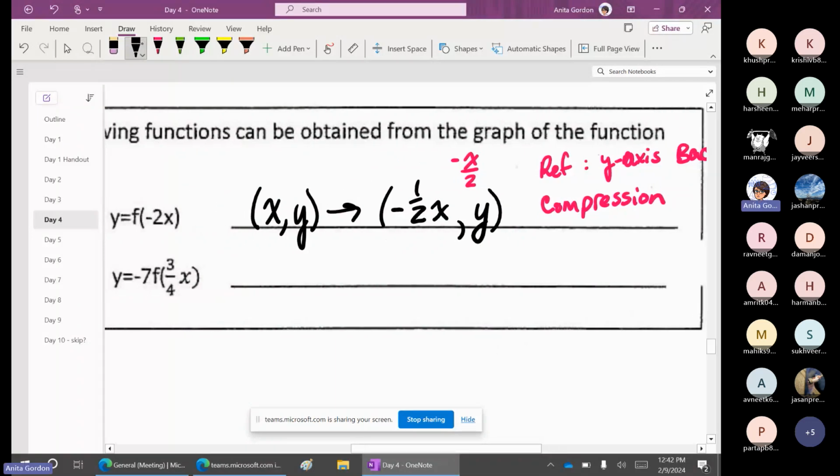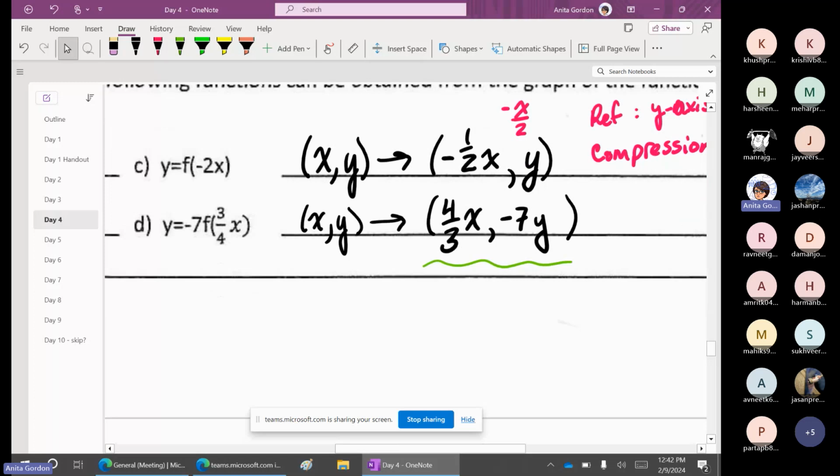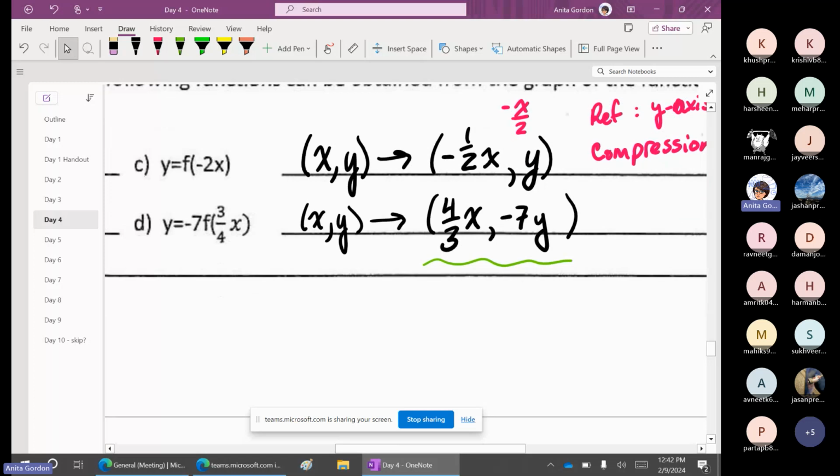Okay, last one. I start with (x, y). Pay attention to where everything is. What is my mapped coordinate? (4 over 3 x, negative 7y). Okay, focusing on this, let us talk about all the things that we're doing to this graph. What's happening with the x? Horizontal. Why did you say expansion when I see a fraction? 4/3, so it is bigger than 1. We are getting bigger. So it's a horizontal expansion. So that's the one thing we're doing.